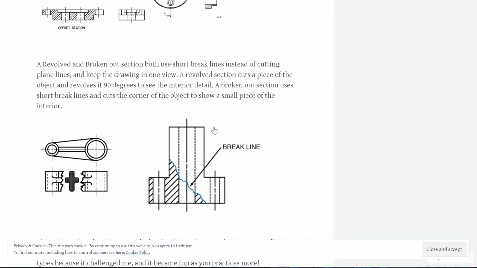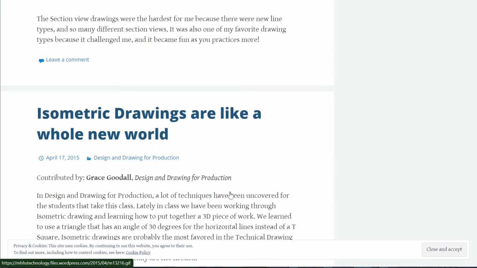Yeah, so that's it there. So we've got some break lines. So we don't want to show the whole object. So we don't want to hatch the whole object, so we can just show the part that we're interested in.